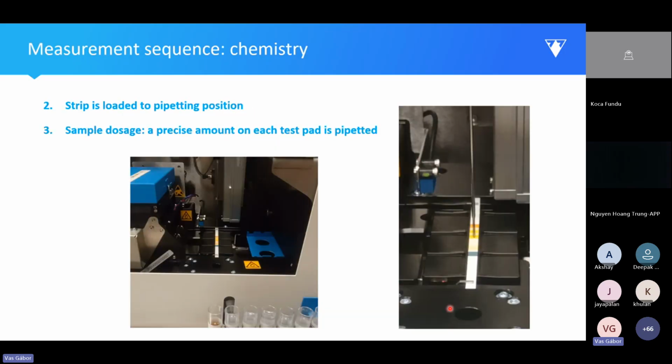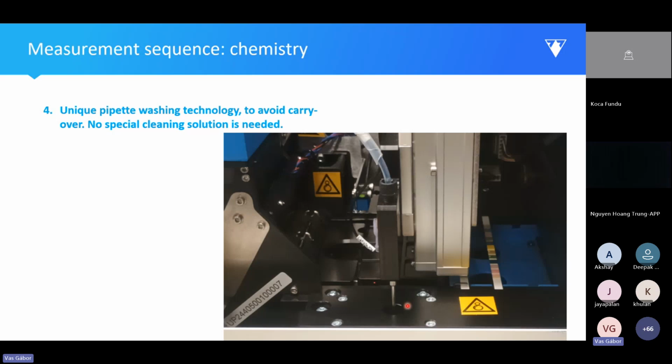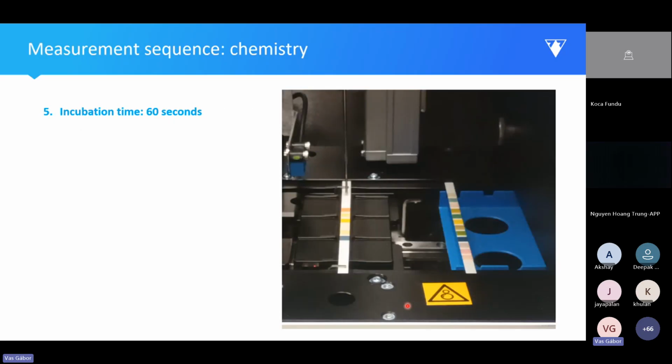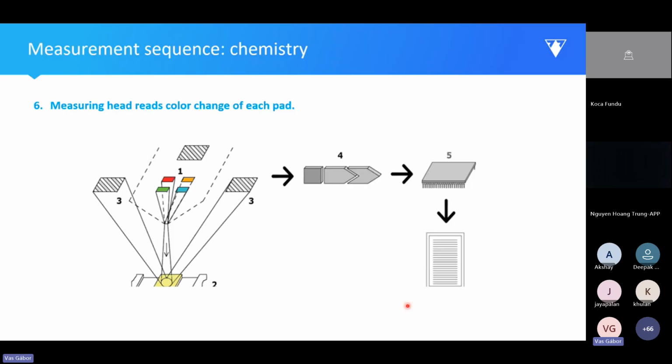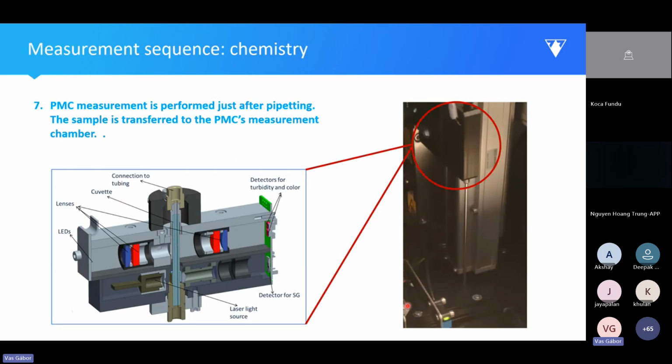So probably here you can see better, there's a hole, that's the pipette washing well, and the pipette goes in. So it is washed from the inside and the outside between every single measurement to avoid carryover. Again, this is done by the system distilled water, so no detergent or special treatment needed for the pipette. And so then the strips are incubated for 60 seconds, and the measuring head reads the color change on each pad.